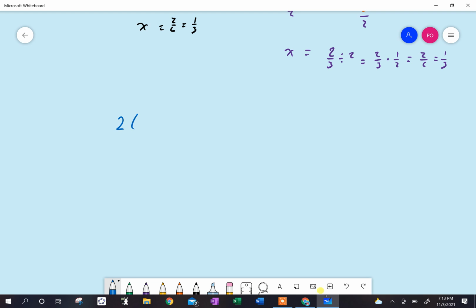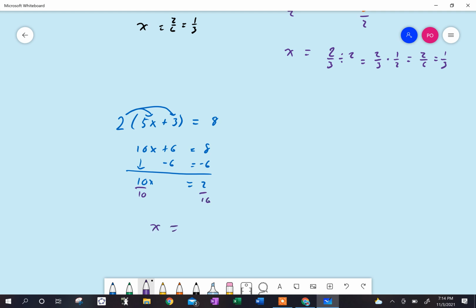Let's say 2 times 5x plus 3 is equal to, let's say 8. So now, once again, I'm going to distribute, and I get 10x plus 6 equals 8, and I subtract 6. And then I get 10x equals 2. I'm going to divide by 10. I get x equals 2/10, which is 1/5. Now that didn't seem bad, and it certainly wasn't.